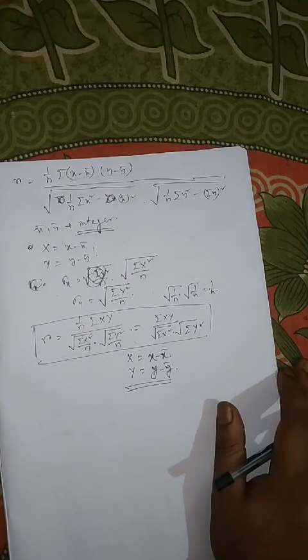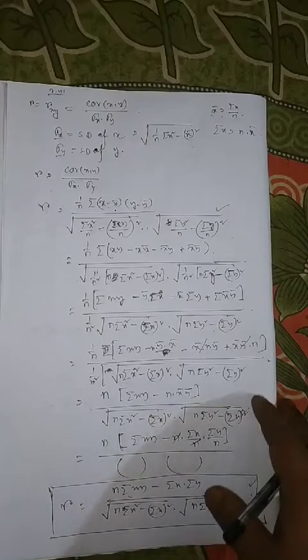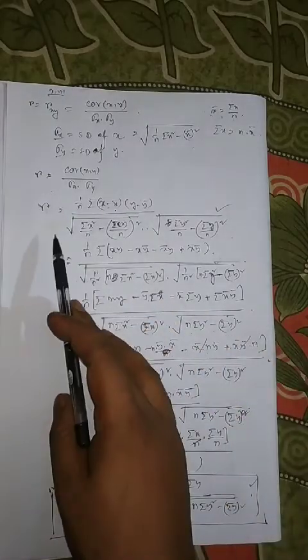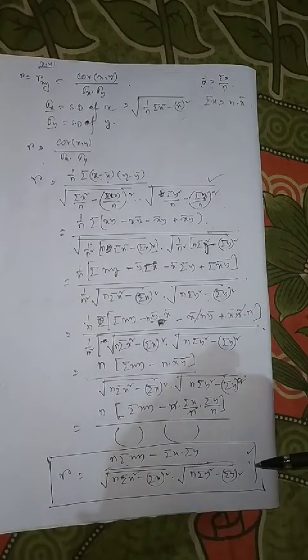Okay, so there are three forms. To find the Karl Pearson correlation coefficient, you can use any one of these.